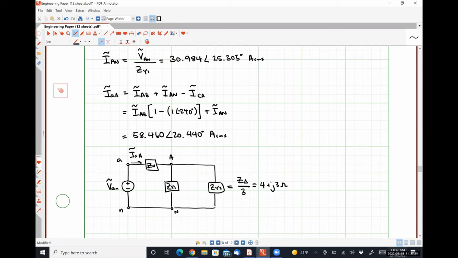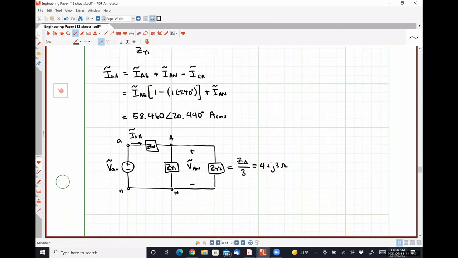Here's the quantity IAA and here's our quantity VAN, which we know. So how do I get lowercase van? Yeah, absolutely right. So this voltage van is just the voltage drop over my transmission line plus this voltage drop, capital VAN. So van is IAA times ZW plus VAN.